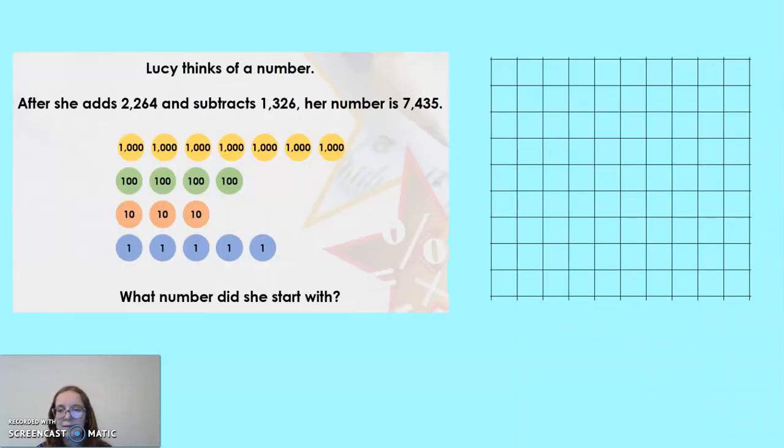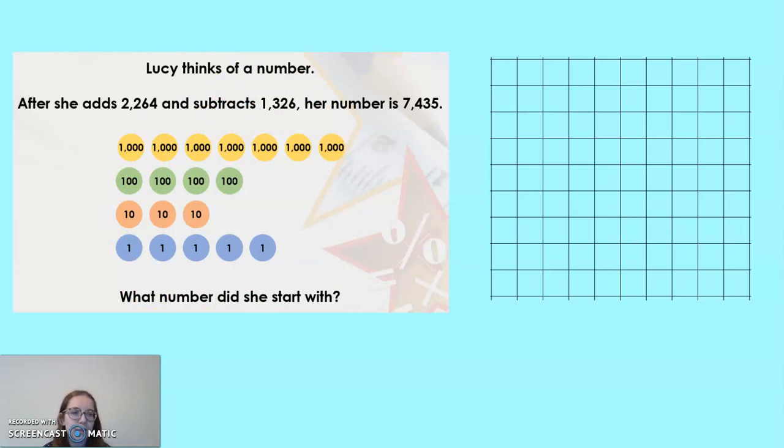Okay, this one, it says, Lucy thinks of a number. After she adds 2,264 and subtracts 1,326, her number is 7,435. And I've represented that number here using our place value counters. What number did she start with?